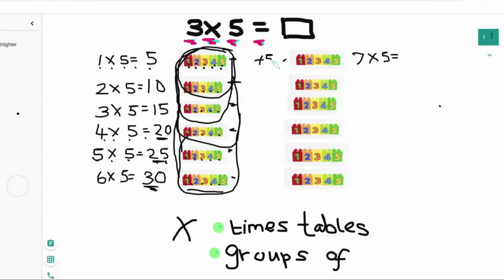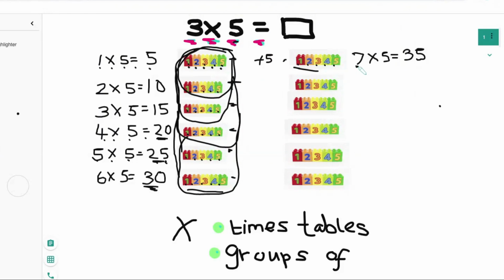We're going to add on a number 5. Fantastic. Because when we're counting our 5s, we're simply adding on 5 each time. Here we go. So from 30, let's add on 5. 30, 31, 32, 33, 34, and 35. Fantastic, great counting, brilliant.